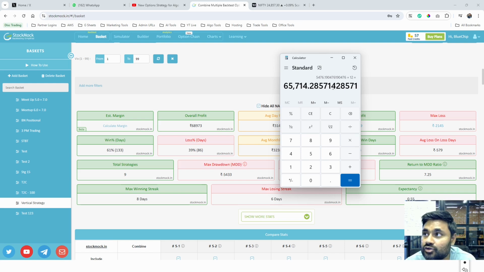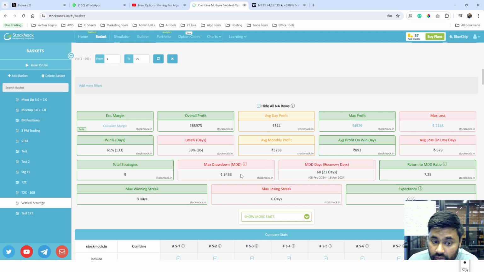So there is an increase of how much? Almost 18,000 rupees. An 18,000 rupees increase is huge, right? And not to forget, drawdowns have come down, right? So this is how you need to develop or create your own strategies.